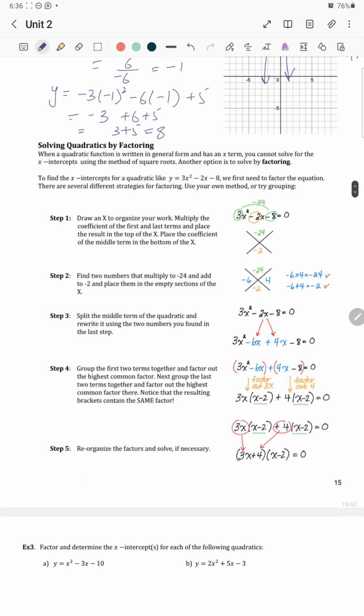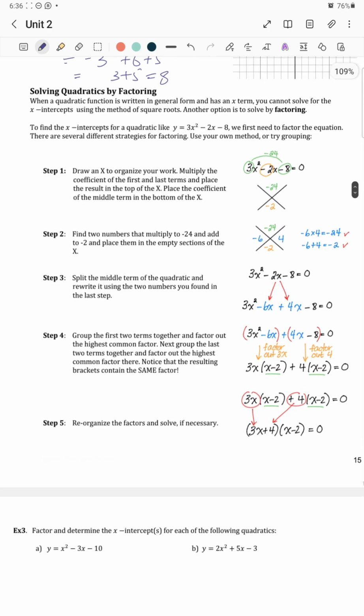Solving quadratics by factorizing. When a quadratic function is written in general form and has x terms, you cannot solve for the x-intercepts using the methods of square roots. Another option is factorizing. So to find the x-intercept of the quadratic like y is equal to 3x square minus 2x minus 8, we first need to factor the equation. Draw an x to organize your work.